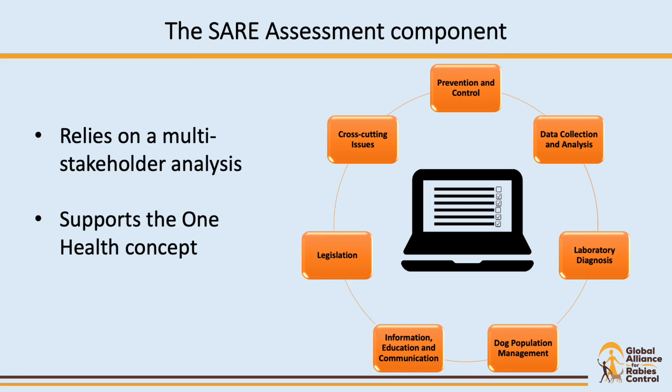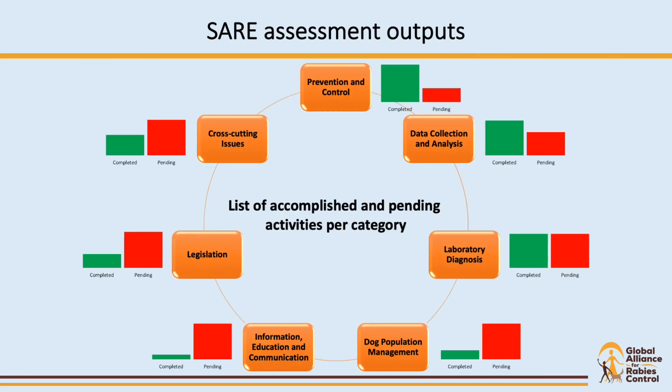To this end, the completion of the SARE assessment relies on the participation of representatives from various ministries, as the assessment focuses on numerous categories that play a role in the elimination of rabies. While all of these categories play an important role, one category specifically, cross-cutting issues, focuses only on the One Health concept and its implementation towards rabies elimination. As a first output, the SARE assessment highlights strengths and weaknesses across the different categories. This shows in which categories a national government is strong and in which categories more effort is required.